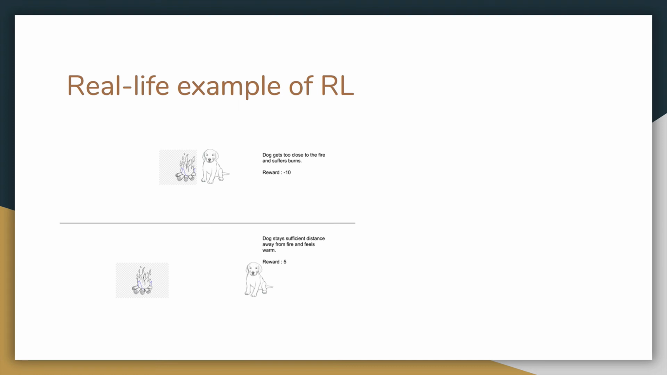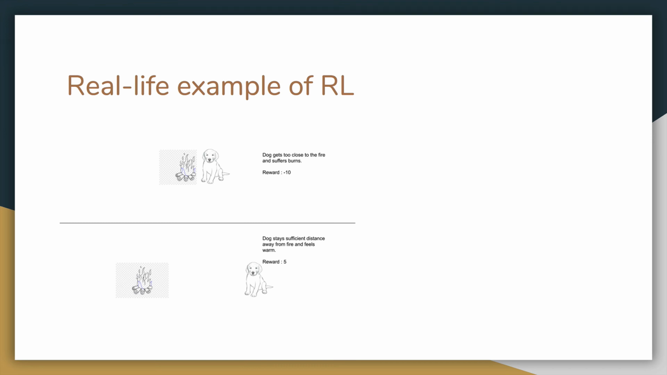So you dump the agent in the environment. You don't tell the agent what is a good action or what is a bad action. Rather, you give it evaluative feedback based on the actions that it takes. So the agent is in the environment, it has a goal, it wants to stay warm. Now how will it know? How will it learn how to stay warm?